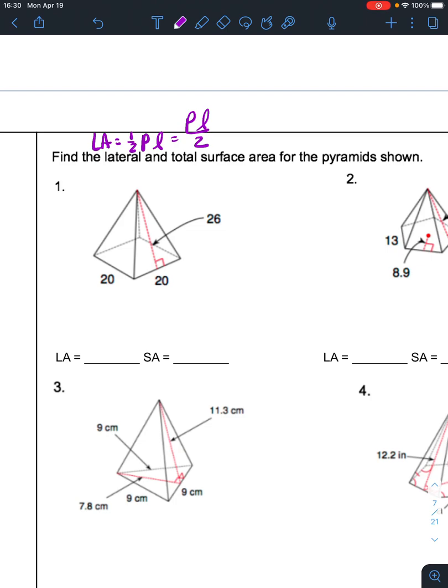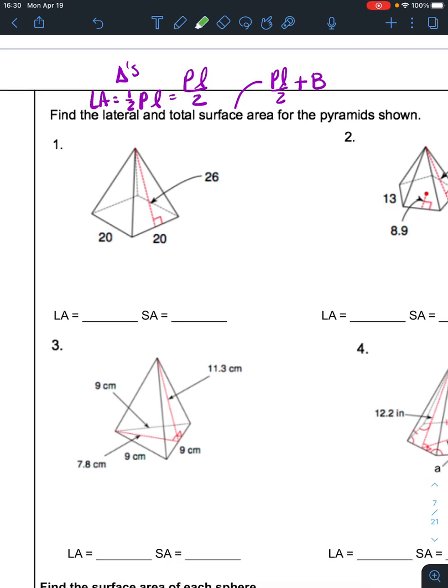Now the surface area, so that gives you all of the triangles, okay? So your lateral area is your triangles. Your total surface area is all of your triangles on the sides plus your base, okay? So your total surface area is PL over 2 plus your base, where B stands for the area of the base. P stands for the perimeter of the base, which means you need to know what the base is. So if you look at number 1, the base is the shape that's not the triangles, because I have all triangles in my pyramids, and if I have a shape that's not a triangle, then that is going to be the base. I highly recommend that you highlight it.